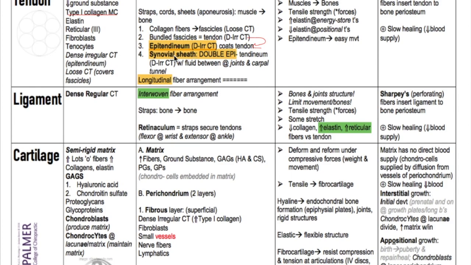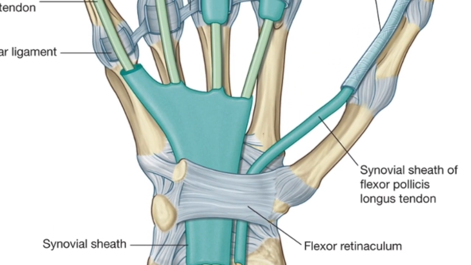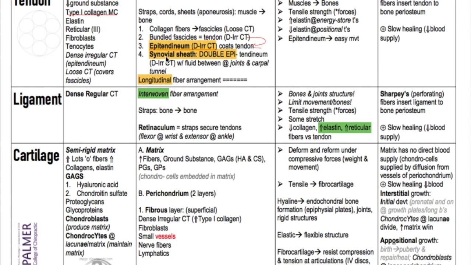When there's a lot of movement in the area, you'll have this thing called a synovial sheath, which is 2 layers of epitendinium with some fluid between those 2 layers so it can slip and slide and move. This will be found in joints, in the carpal tunnel so that tendons can move through tight spaces, and heavily used body parts so that it can move freely without causing a bunch of friction and inflammation, hopefully. So make sure you know what this is. The synovial sheath: 2 layers of epitendinium with fluid between, fluid as in synovial fluid.